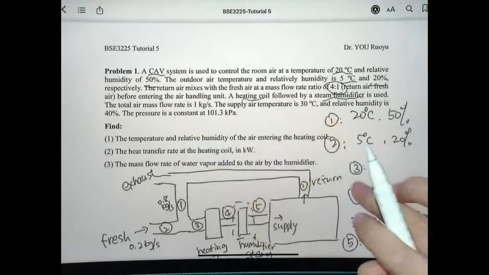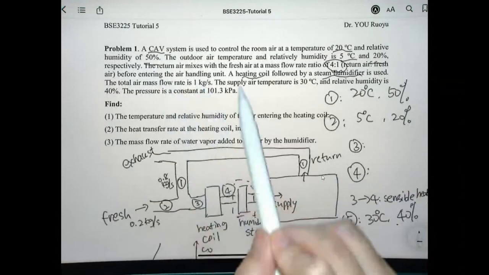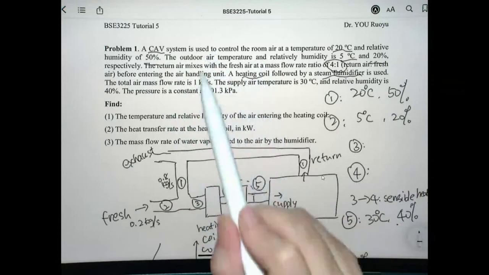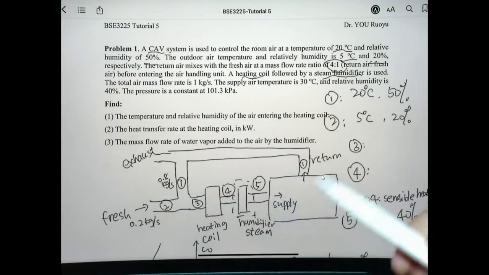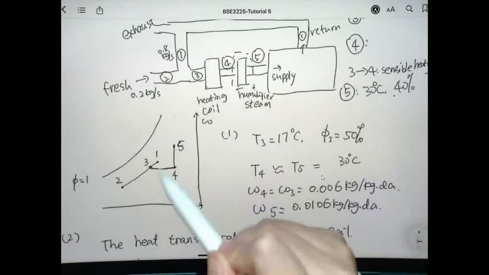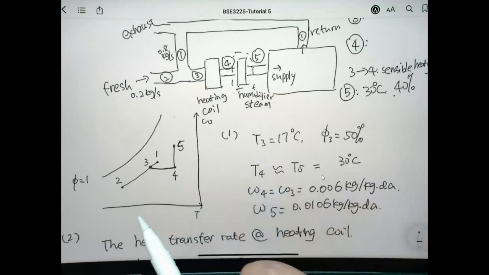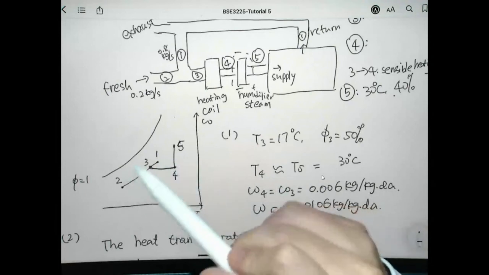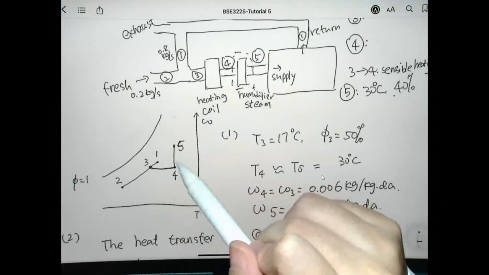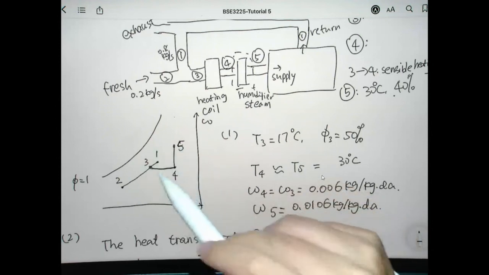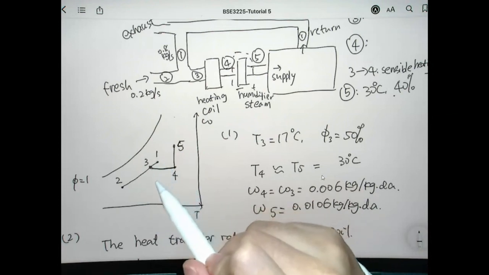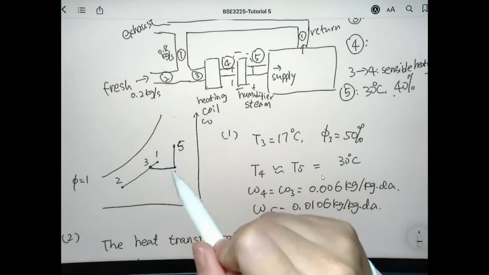The key points for this problem are, first of all, you will need to transform the description, which is quite long, to this schematic here. If you can draw out the schematic, you can clearly define all the states here, state 1, 2, 3, 4, 5. The second key point is you will need to understand how to use the psychrometric chart. Sometimes in exam problems, you will be given a psychrometric chart and asked to show the air conditioning process on it.